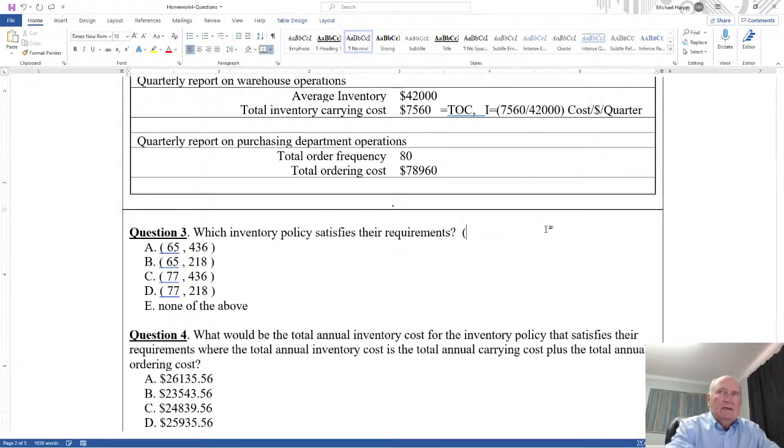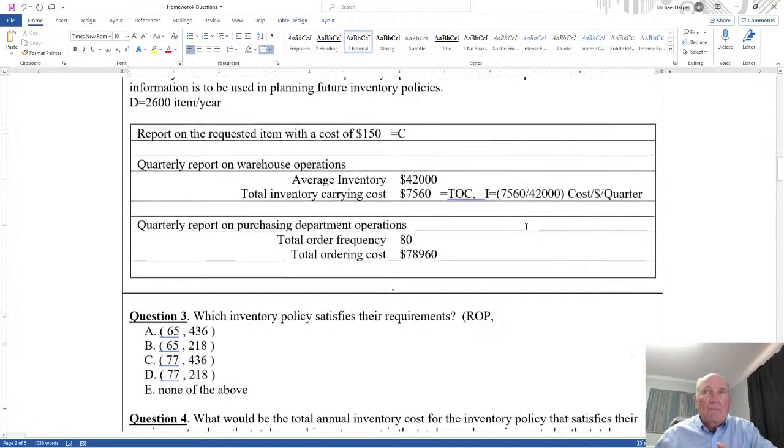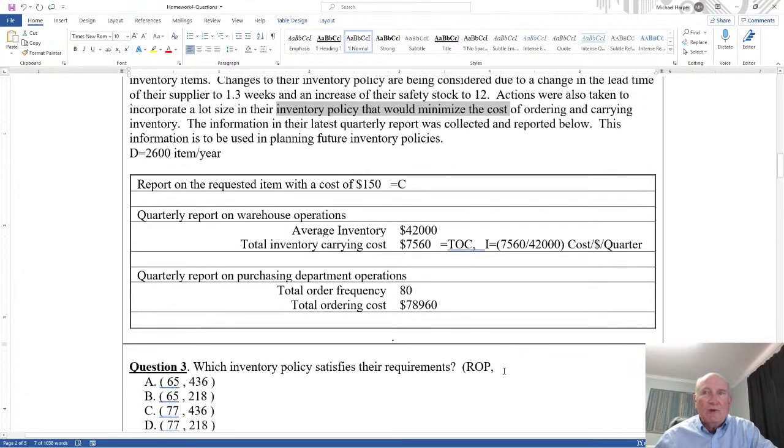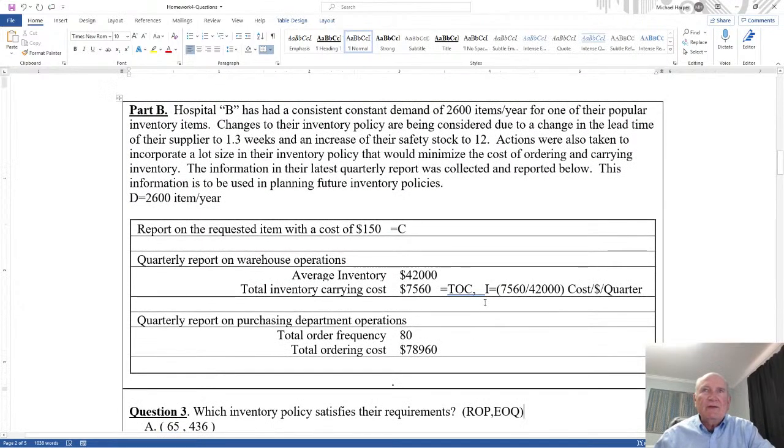Do this again. ROP, and we want Q. But notice up here it says the inventory policy that would minimize cost. So we want EOQ here. But we don't have EOQ because it says the information in their last quarterly report was collected and reported below. This information is to be used for future planning purposes.